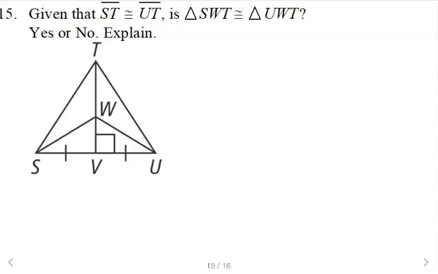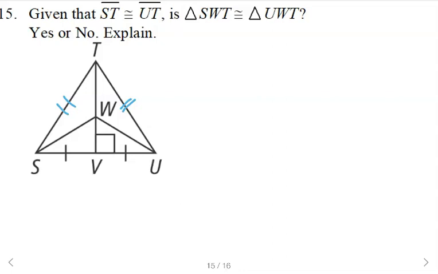All right, we're given that line segment ST is congruent to line segment UT. Our goal here is to prove that triangle SWT, so this one, is congruent to UWT. All right, so before we look at those two triangles, let's look at these other triangles and see if we can learn anything.